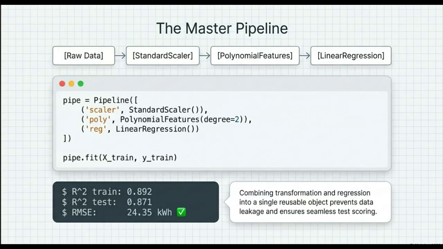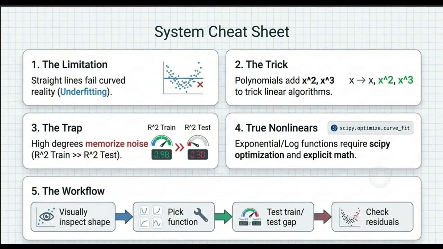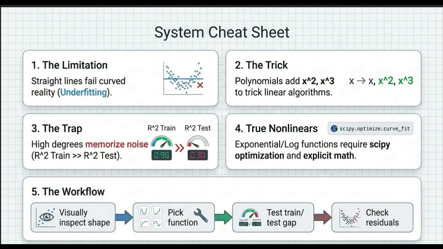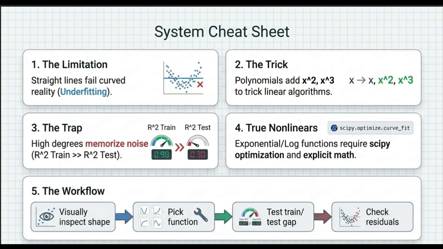Let's bring it all together on our final slide, slide 11, system cheat sheet. Let's do a rapid summary of our code along. Right, so we learned that underfitting happens when a model is too simple, like forcing a straight line onto a U-shaped curve. We learned the polynomial trick, creating new expanded features like x squared, so we can cleverly use standard linear regression to solve curved problems.